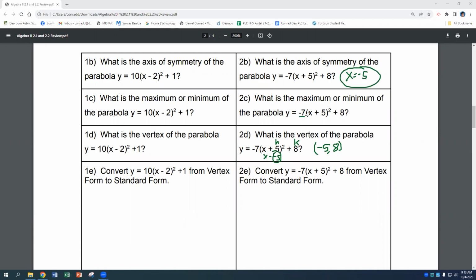All right, since a is -7, that means this parabola is opening downward, which means we have a maximum. And then the maximum is going to be (-5, 8). The maximum or minimum of a parabola is the vertex.